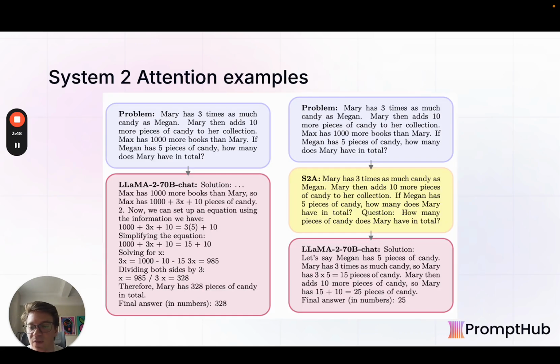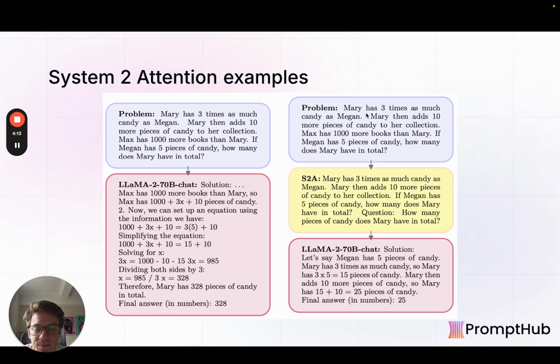And so here's some examples of how it can make prompts more relevant. If we look at the prompt on the left, Mary has 3 times as much candy as Megan, yada yada, and then there's a sentence in here: Max has 1,000 more books than Mary, and that's unrelated because we're really just focused on pieces of candy between Megan and Mary, not Max and books.